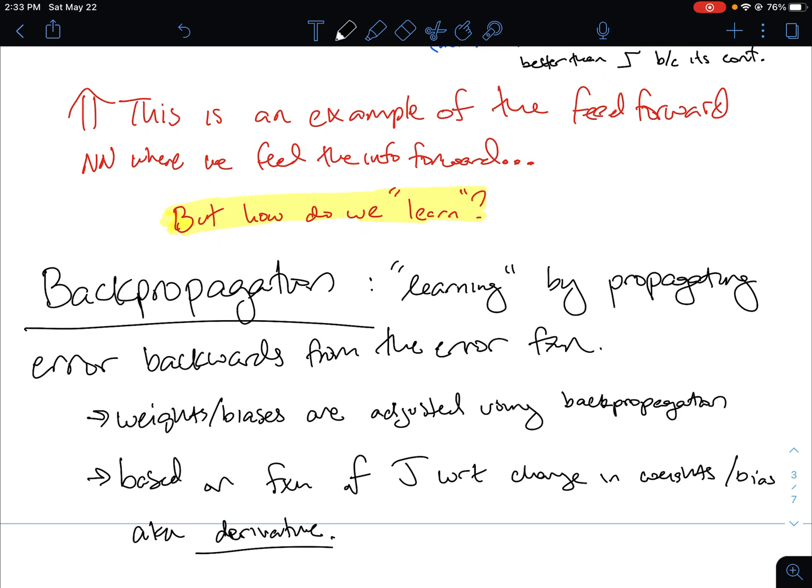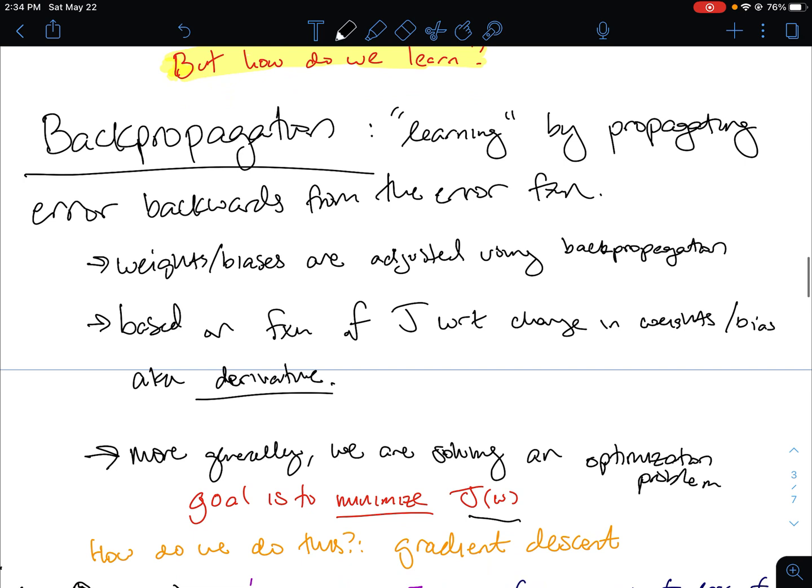Okay, so the next part of this is basically saying, in order to backpropagate that error, we need to know how to make adjustments in our weights and biases to minimize the error associated with that input. So we need some sort of function of J, being the loss function or the error function, with respect to the change in weights and biases, aka a derivative. And here's where we come to our optimization problem. More generally, we are solving an optimization problem where the goal is to minimize the loss function with respect to the weights.